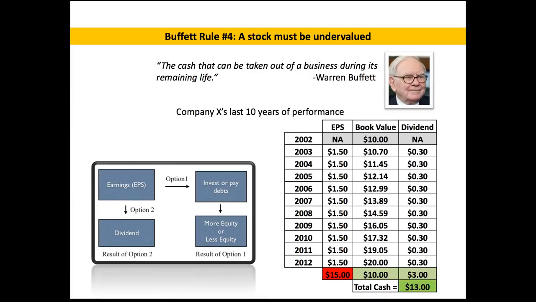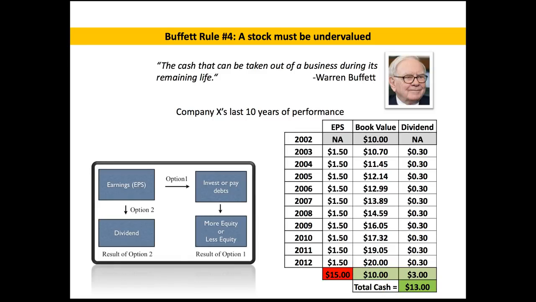Okay, so here we are, and you can see the model right over there on the left. What we're going to do is look at this Company X over the last 10 years. And we're going to assume that the book value of the company, which is nothing more than the equity per share, back in 2002 was $10. Okay? And our EPS is $1.50, and we're going to assume that EPS was the same for 10 years straight, and it never changed. It was $1.50 every single year.